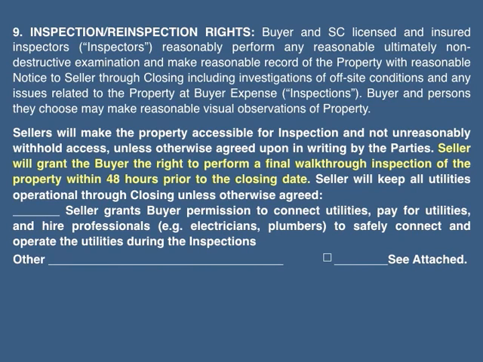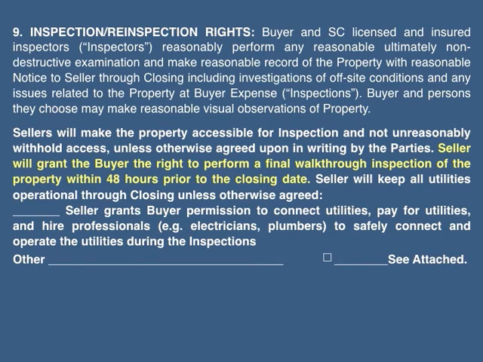Now we're going to move into the inspection paragraph, a section of the contract. The inspection rights. It says buyer and South Carolina licensed and insured inspectors may perform any reasonable, ultimately non-destructive examination and make reasonable record of the property with reasonable notice to the seller through closing, including investigations of off-site conditions and any related to the property at the buyer's expense. These would be inspections. The buyer and persons they choose may make reasonable visual observations of the property. Here again, we go with something very subjective. What's reasonable? Reasonable to me is probably different than reasonable to you. But this is saying that they will, at buyer's expense, be able to investigate all these different things.